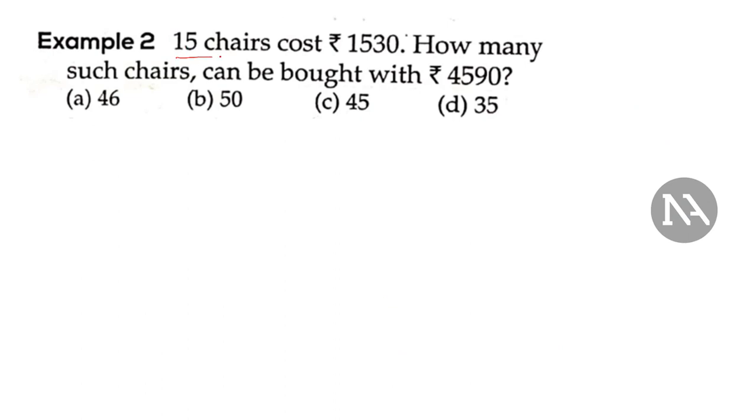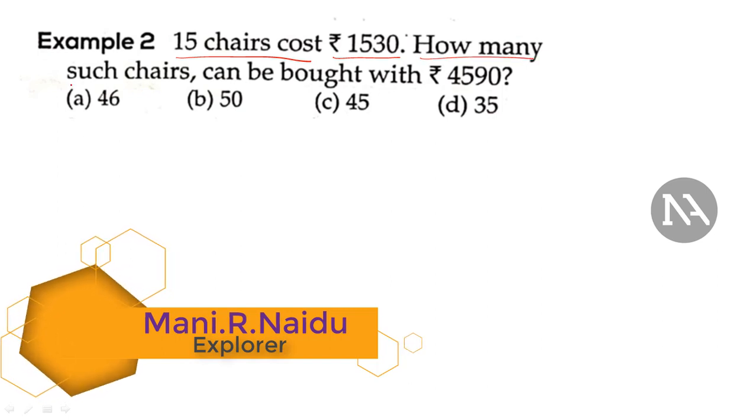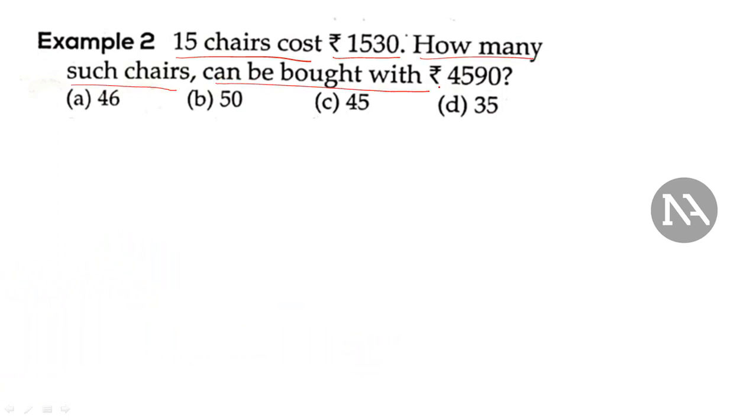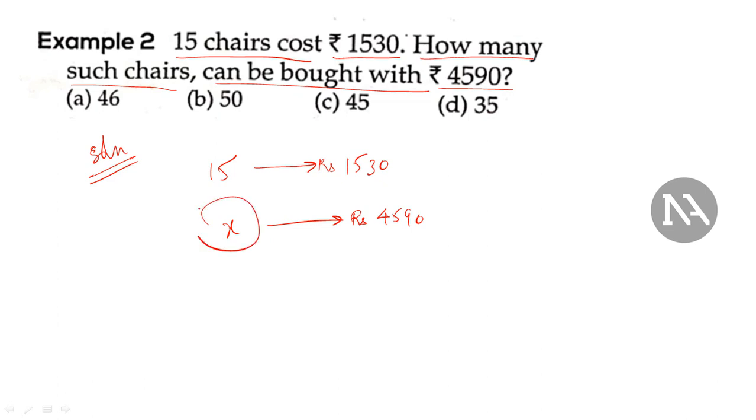Example 2. 15 chairs cost 1530. How many such chairs can be bought with 4590? Again, solution. Here 15 chairs cost rupees 1530, and for rupees 4590, how many chairs can be bought? Here they are asking the quantity. In the last question they gave the quantity and asked the price. Here they are given the price or amount, and they are asking the quantity. Again, the price is increasing, so the quantity also should increase.